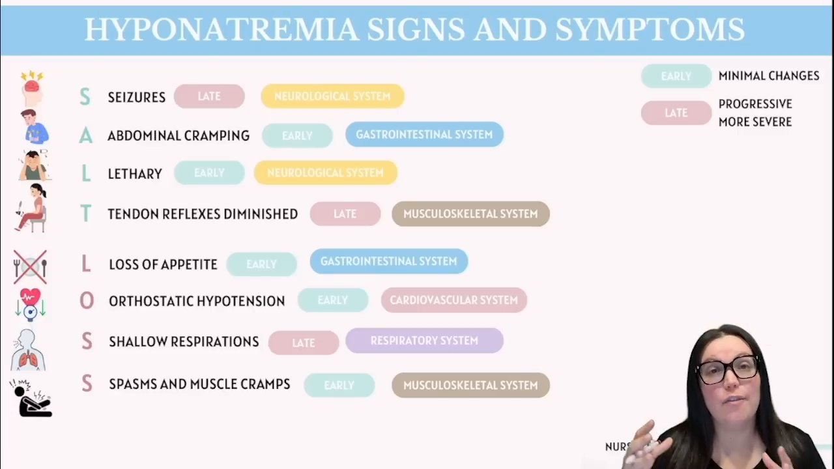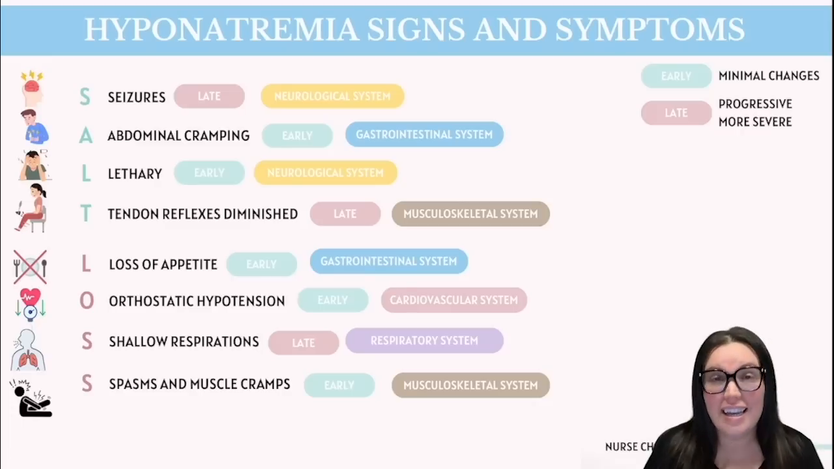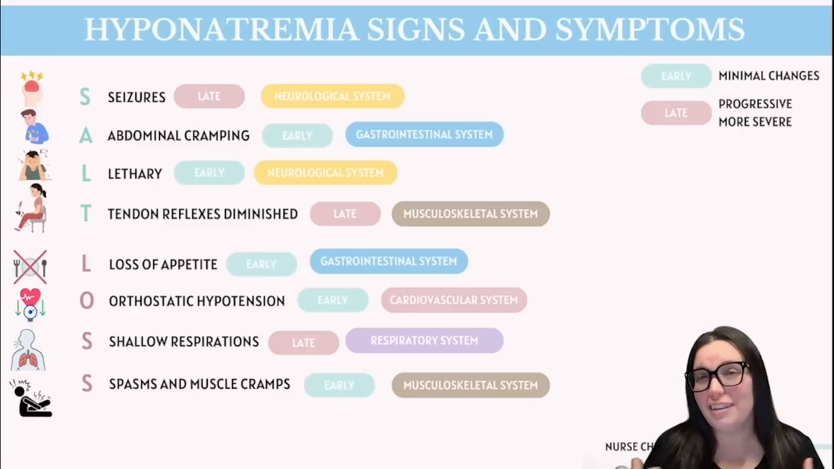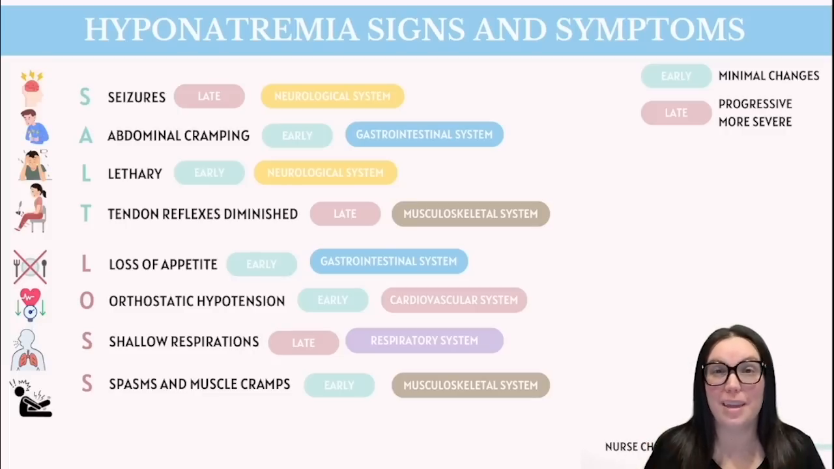And for A, we have abdominal cramping. With hyponatremia, it's going to affect the muscle and nerve functions, which can lead to painful cramps in our abdominal muscles. L stands for lethargy, which is a drop in sodium levels, again, that affect the brain. This can lead to fatigue, sluggishness, and a general lack of energy.